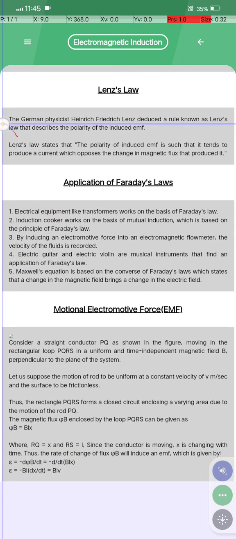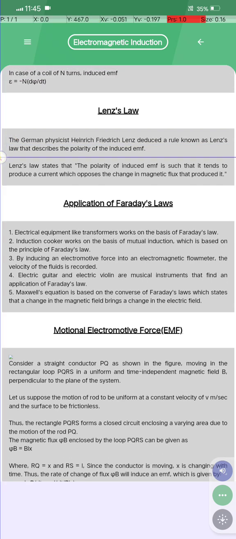The German physicist Heinrich Friedrich Emil Lenz introduced a rule known as the Lenz law that describes the polarity of induced EMF. Lenz law states that the polarity of induced EMF is such that it tends to produce a current which opposes the change in magnetic flux that produced it.